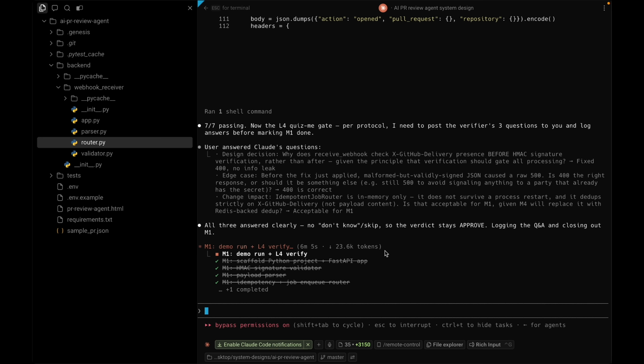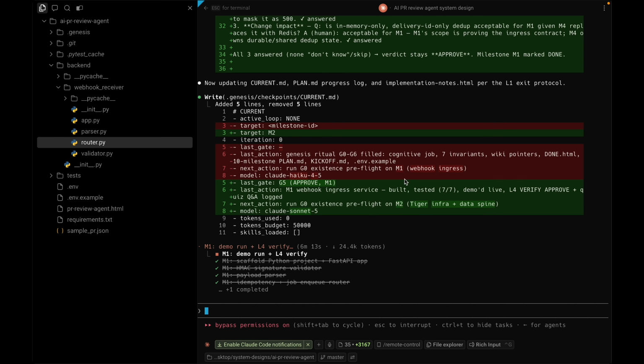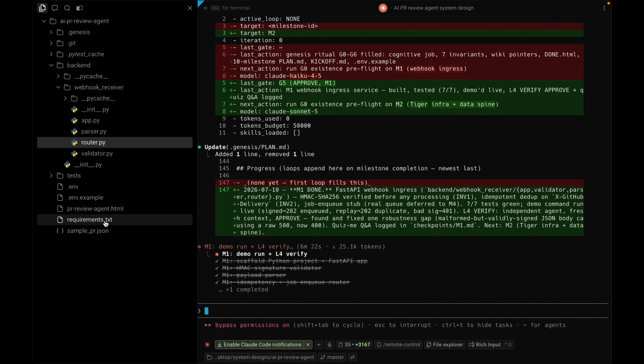All right, so it says your verdict is M1 approve, which means it also approved us. And then as an exit protocol, current.md, plan.md, and the progress log and implementation notes are going to be updated everywhere. Great, even the plan.md is going to be updated.